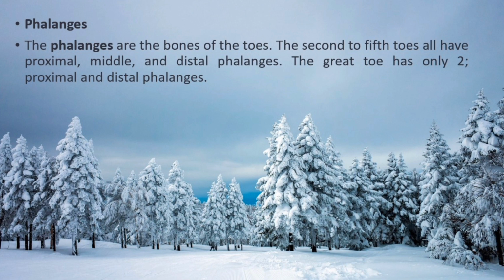Phalanges. The phalanges are the bones of the toes. The 2nd to 5th toes all have proximal, middle, and distal phalanges. The great toe has only 2, proximal and distal phalanges. They are similar in structure to the metatarsals. Each phalanx consists of a base, shaft, and head.